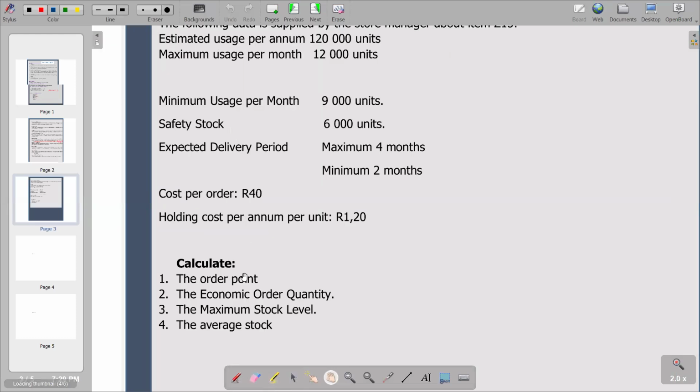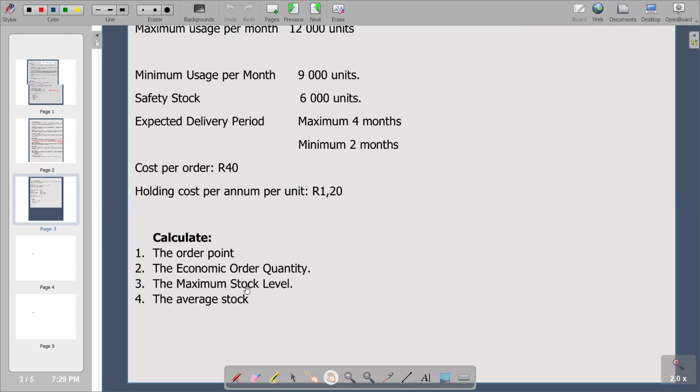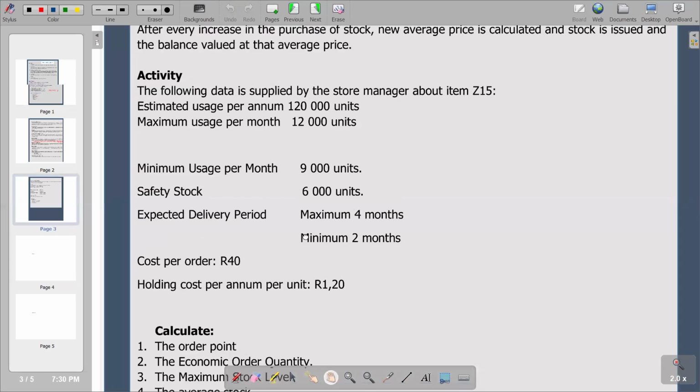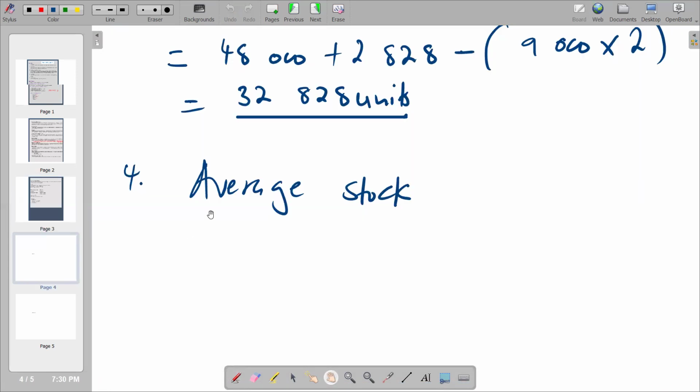We obviously have the last part, which is the average stock. But remember, we gave 2 formulas for calculating average stock, whereby we said opening stock plus closing stock divided by 2, or an alternative formula that says order size or economic order quantity divided by 2, then we add your safety stock. According to the information that we have, we do not have opening and closing stock. So we can use the second formula.